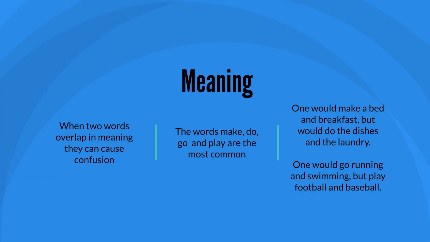Meaning: when two words overlap in meaning, they can cause confusion. The words make, do, go, and play are the most common. One would make a bed and breakfast, but would do the dishes and the laundry. One would go running and swimming, but play football and baseball.